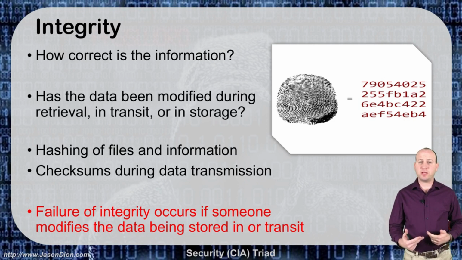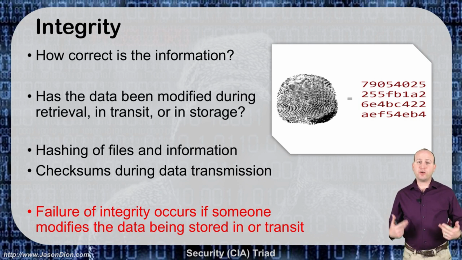If you change even a single bit inside that data stream, the hash will become vastly different. To ensure we have integrity, it means that the data has not been changed in retrieval, in storage, or in transit. If we can do that, we can ensure that we have good integrity of our data. A failure of integrity is what happens when we have data that gets changed. So, for instance, if you look at your account balance and you have $1,000 and I change that to be $10, that would be a failure of integrity.